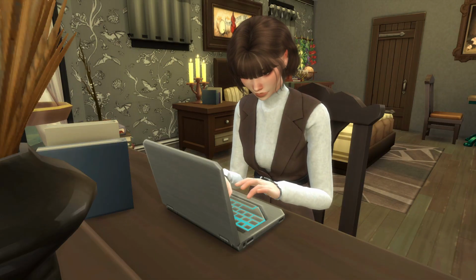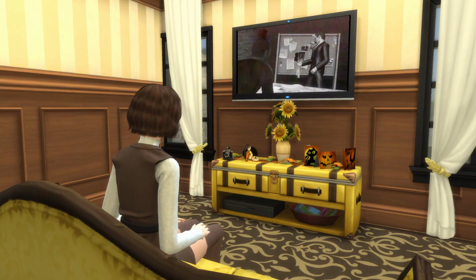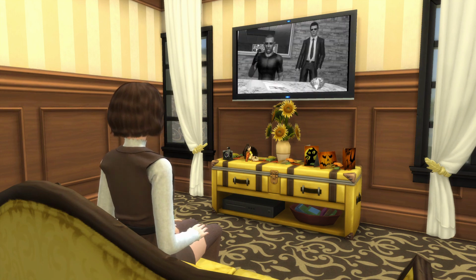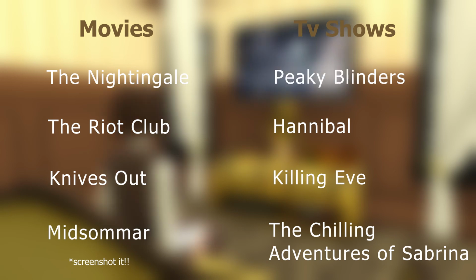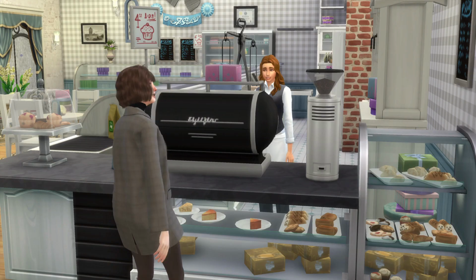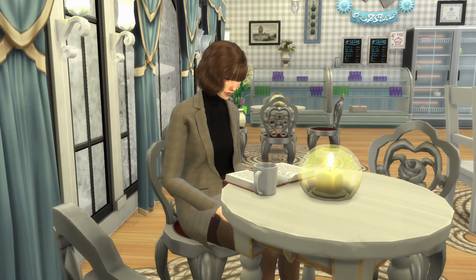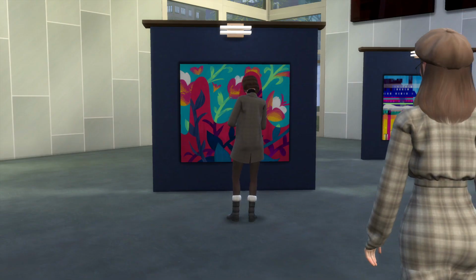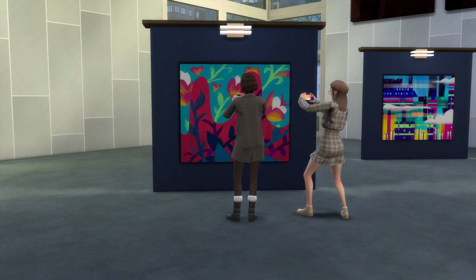To make a few extra simoleons on the side, she has a blog where she writes reviews of some of her favourite movies. Here are some dark academia-esque movies and TV shows to try. And here are a few novels to check out. Mona often takes trips to cafes alone to catch up on some reading or to finish a paper, and always makes time to go to a museum or art gallery with her sister.